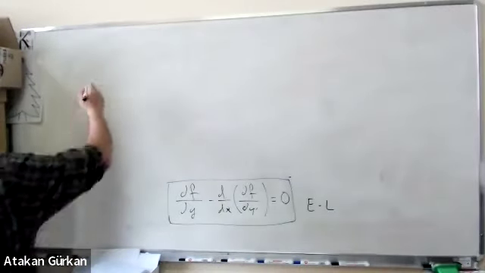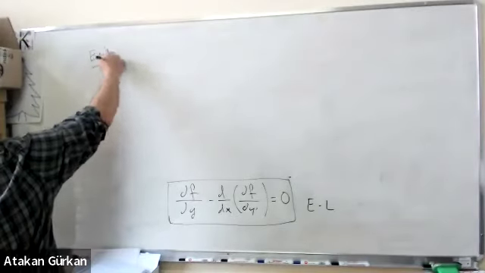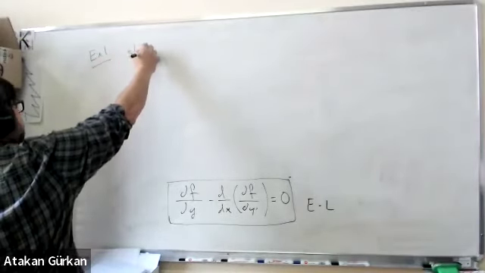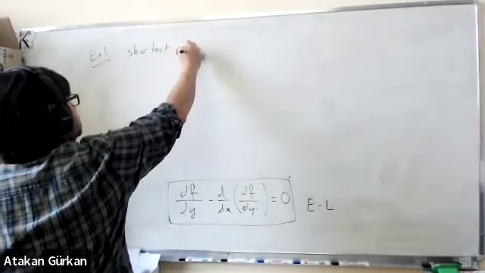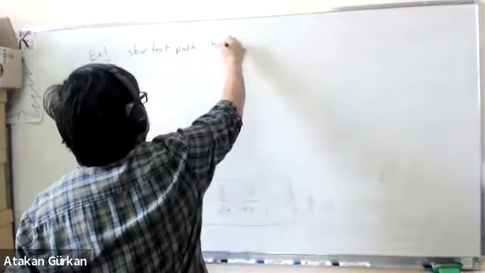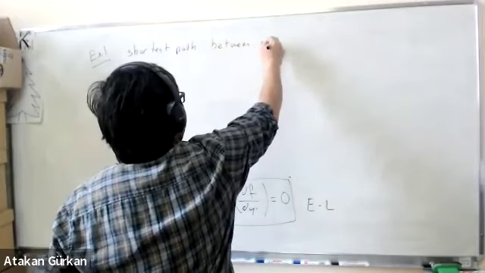So, example 1. The shortest path between two points in a plane.